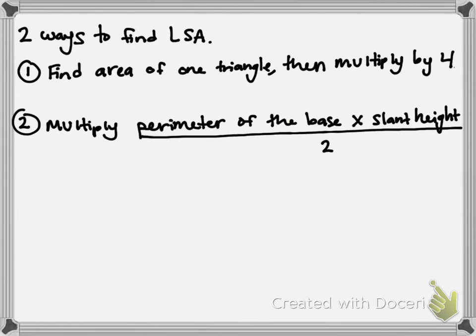Okay, so there's 2 different ways to find the lateral surface area. Like I just said, you can find the area of one triangle and multiply that by 4. Or you can multiply the perimeter of the base times the slant height and divide all of that by 2.